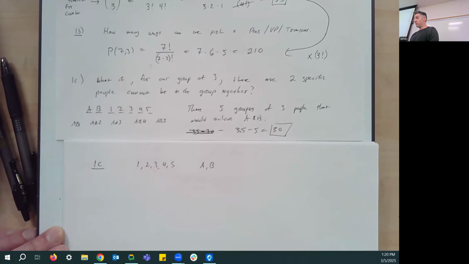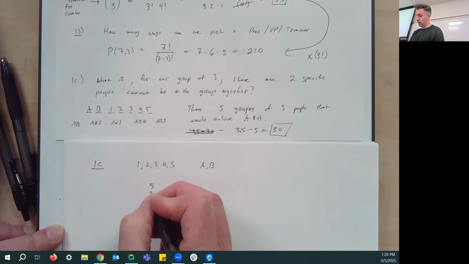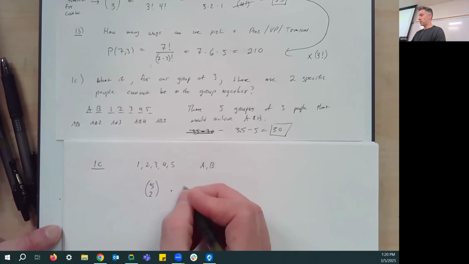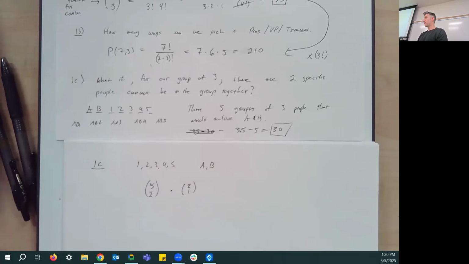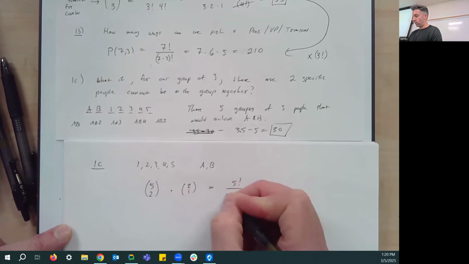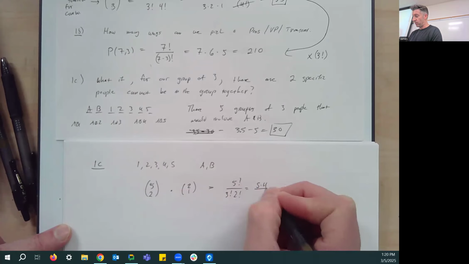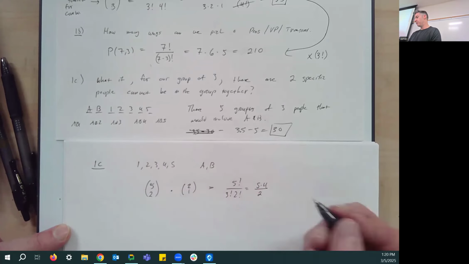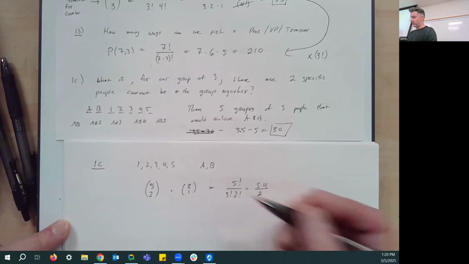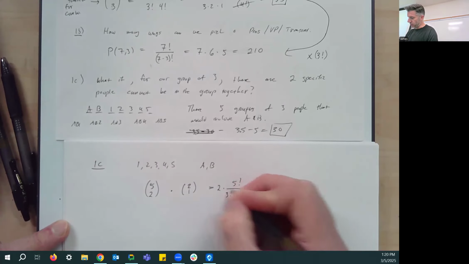You can either say, I'm going to pick 2 of these folks. Cool, there's 5 choose 2 ways of doing that. Times 1 of these folks. There's 2 choose 1 ways of doing that. That equals, let's see, 5 choose 2 is 5 factorial over 3 factorial times 2 factorial, which ends up being 5 times 4 divided by 2, which is 10. So I've written something inappropriate because I forgot to multiply by the 2 choose 1 here. Times 2.